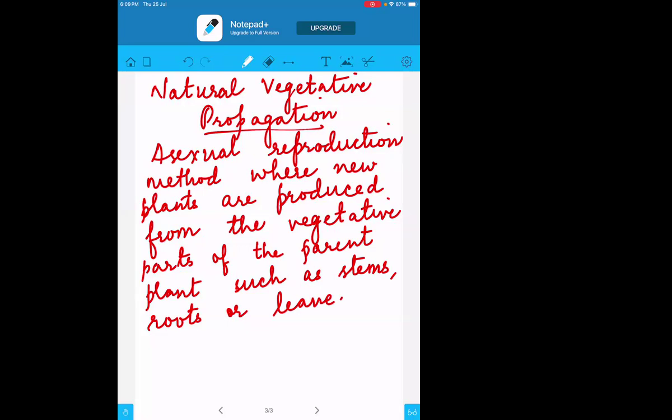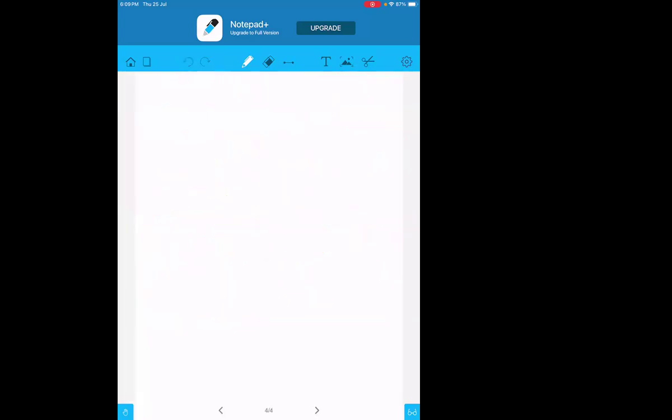Now let me complete this, children. I'll give you time. Just let me complete this. Now, talking about the types and examples of all these methods of natural vegetative propagation, let me start with the stem first of all. We'll be starting with the stem.